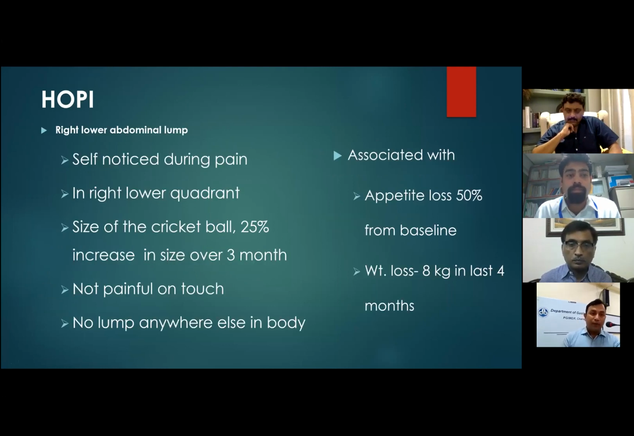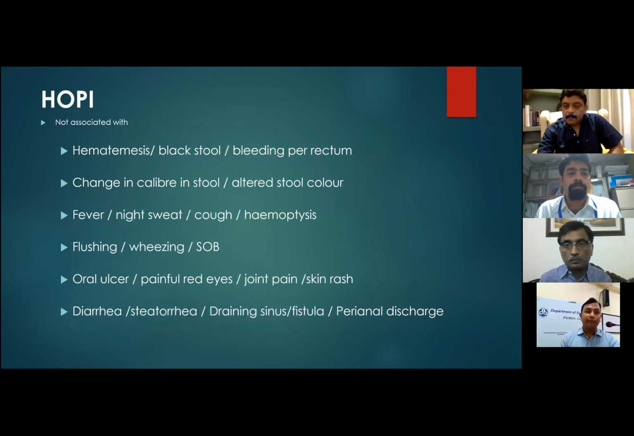His second complaint was self-noticed abdominal lump while he touched his abdomen due to pain. It was in the right lower quadrant. At the outset, it was the size of a cricket ball, but it increased in size over the last 3 months, around 25% increase in size, which was not painful to touch, and there was no lump elsewhere in the body. And both of these symptoms are associated with loss of appetite, approximately 50% from baseline, and a loss of weight of 8 kg in last 4 months.